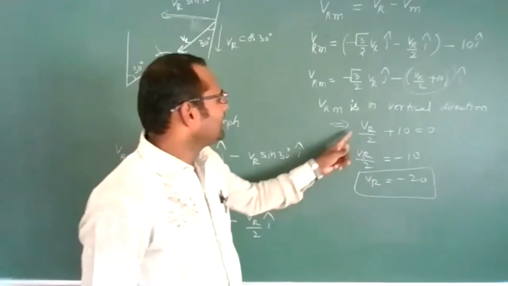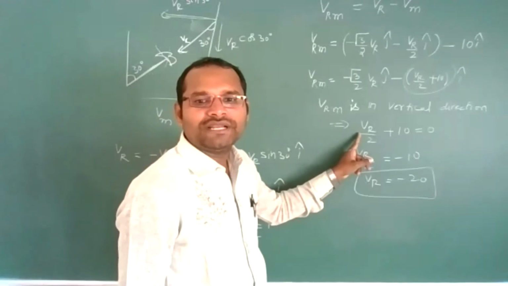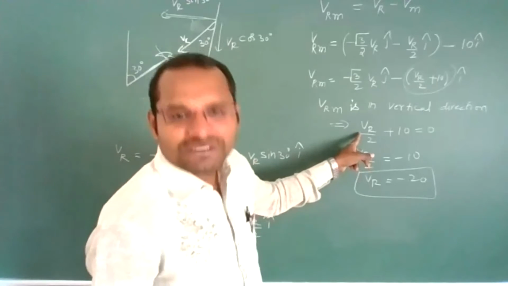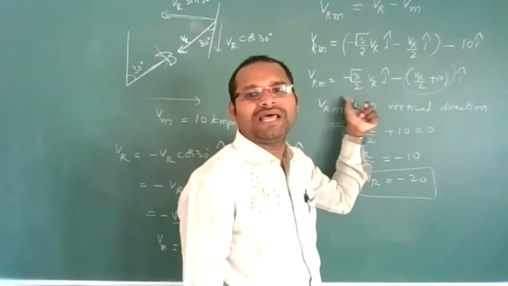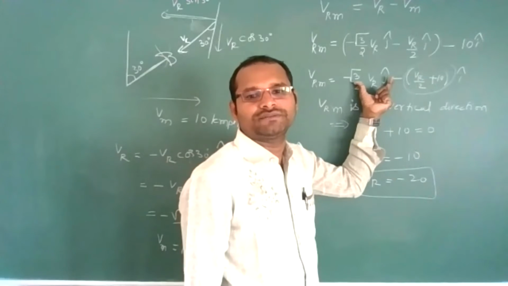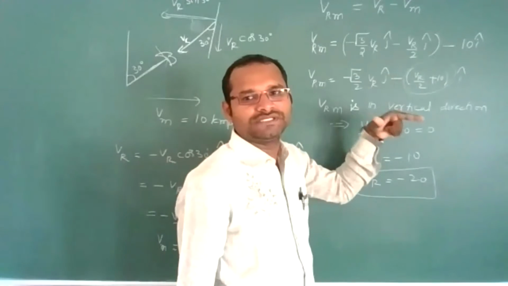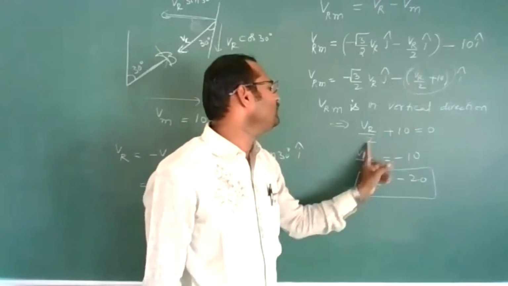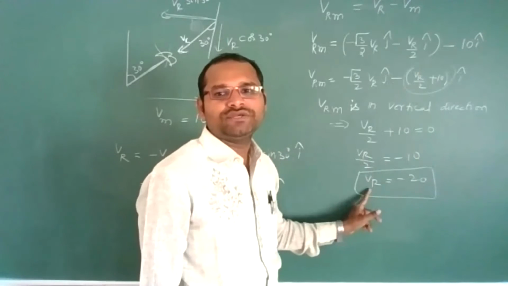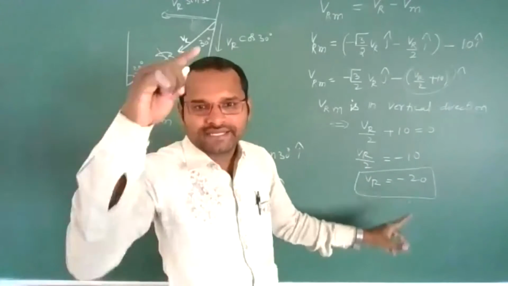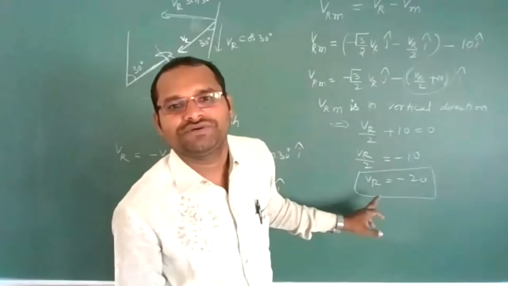Because of that, horizontal component of velocity should become 0. So this I am making 0. Then only this velocity will be only vertical. This will be there. Clear? Yes. So that is VR by 2 plus 10 should be 0. Means VR by 2 should be minus 10. VR is equal to minus 20. Minus sign indicates downward direction. So velocity of rain we got.